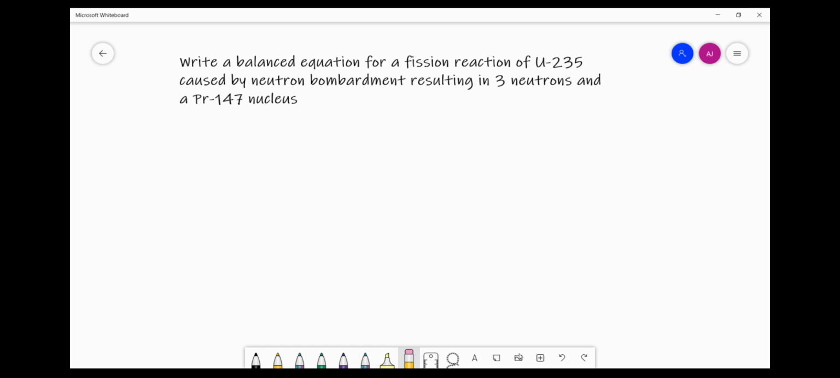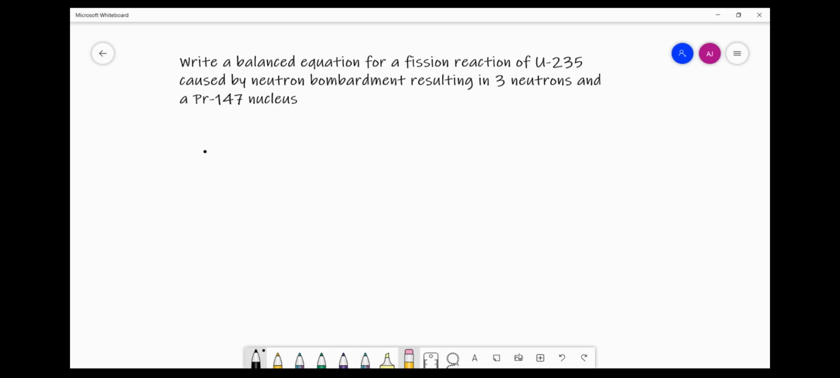So it says, write a balanced equation for a fission reaction. So that tells me a heavier nucleus is going to be split apart into 2 or more lighter nuclei caused by neutron bombardment. So when you see the word bombardment, that tells you that that particle is one of the reactants. And then I give you some of the products, but we'll see that those are not complete.